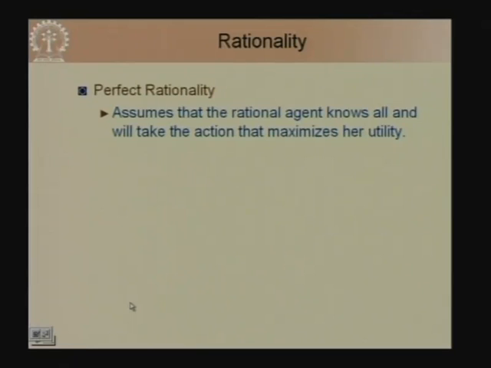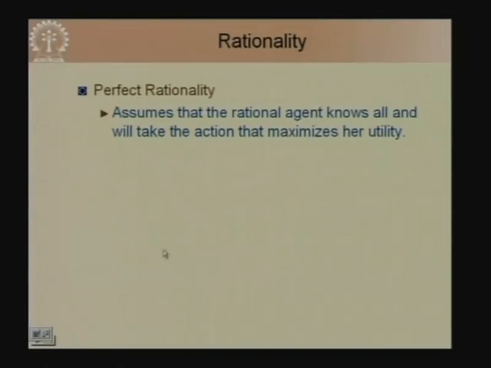Perfect rationality assumes that the rational agent knows everything and will take that action which maximizes its utility. So, perfect rationality is equivalent to demanding that the agent is omniscient or all-knowing. If the agent knows everything and can reason extremely fast, then the agent is a perfect rational agent. However, perfect rationality is not within our scope, not even within the scope of human beings. We do not satisfy the definition of perfect rationality. We are not omniscient. There are many things which we do not know. There are many things which we cannot reason about in a reasonable time frame given what we know.